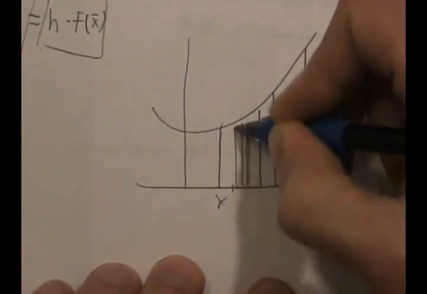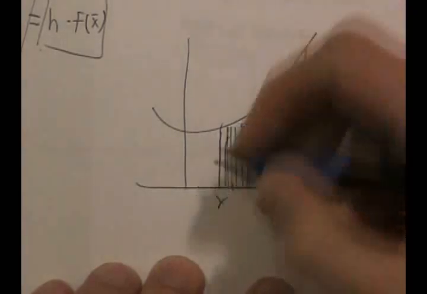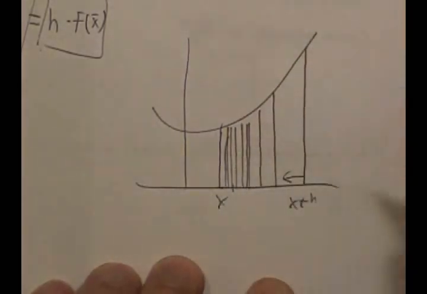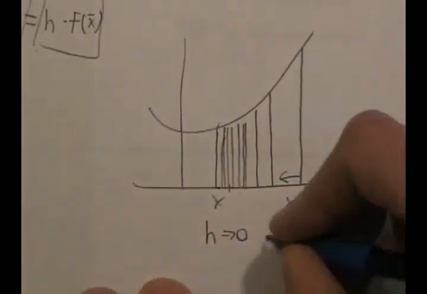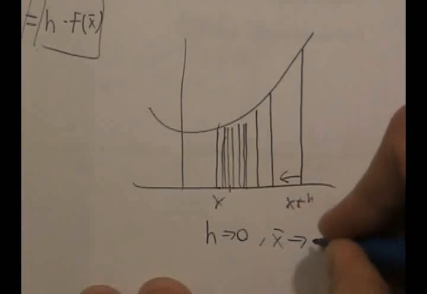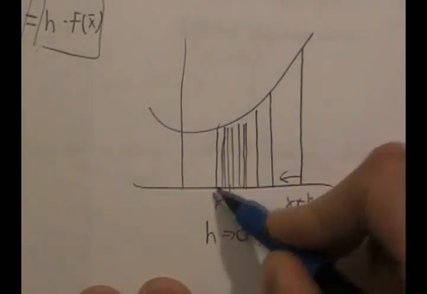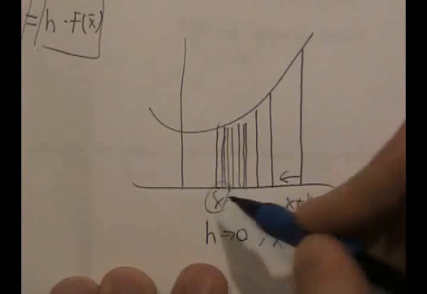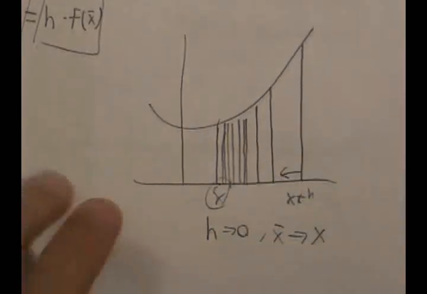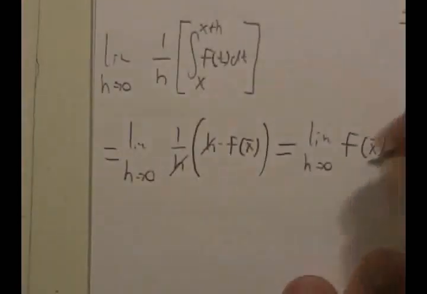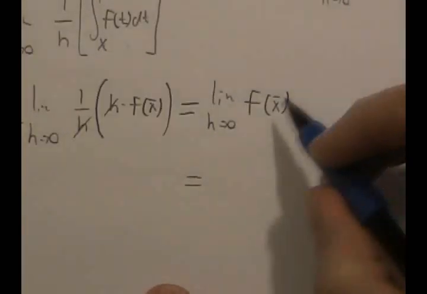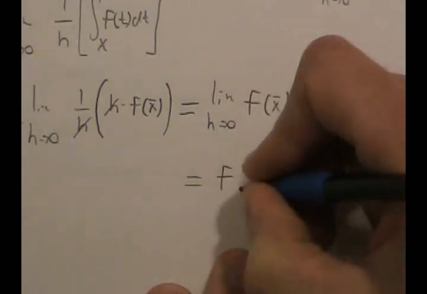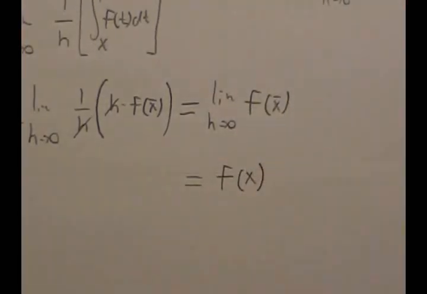So as h approaches 0, x bar, which is always sandwiched inside here, approaches the value of x that we had originally started with. It approaches this number because it's always sandwiched in between. And so this is actually the limit as h approaches 0 of f of x bar, which is f of x. And what does this all mean?